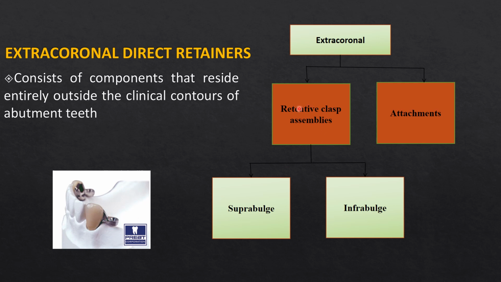So there are two types. One is the clasp assembly, the second is the attachments which are placed outside, which are attached to the crown but are not within the contours of the crown. This is the female portion, and the male portion is attached to the denture base of the cast partial denture, which goes and seats in this receptacle. These are known as attachments, and since they are not within the confines of the abutment teeth but are way outside the abutment teeth, they are called extracoronal direct retainers.